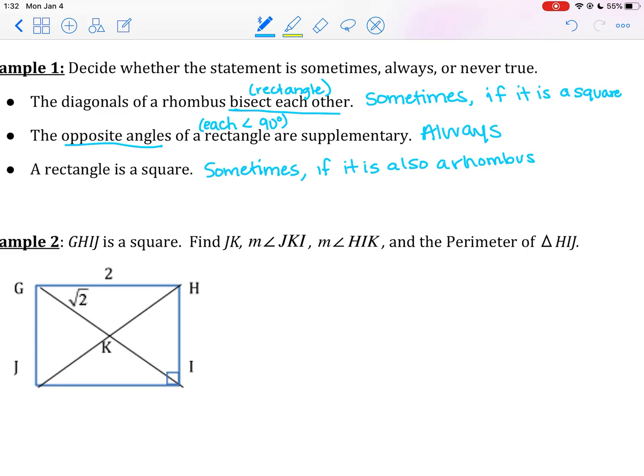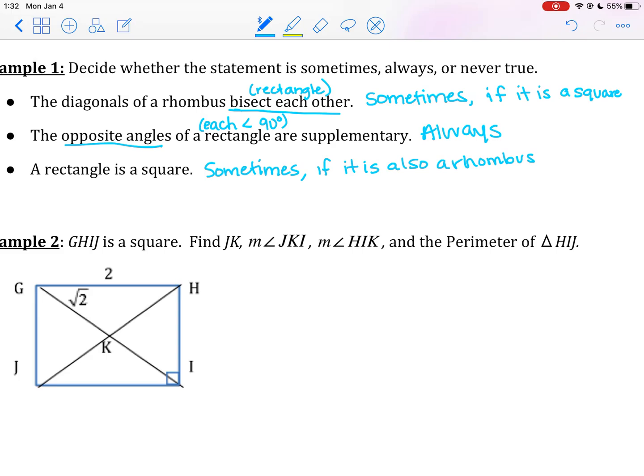So it has to be connected to a rhombus in order to be a square. There's a saying that a square is a rectangle, but a rectangle isn't a square. So a square is always a rectangle, but a rectangle is not always a square. And in order for that to be true, it has to meet those other qualifications as well. All right, in example 2, we have that this quadrilateral GHIJ is a square.